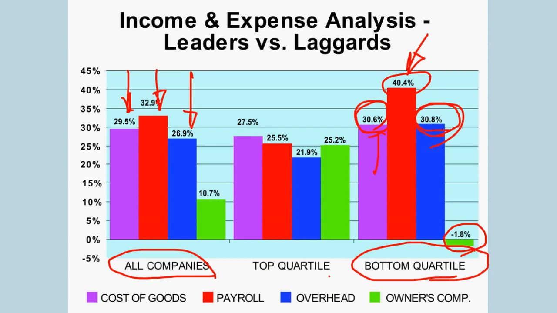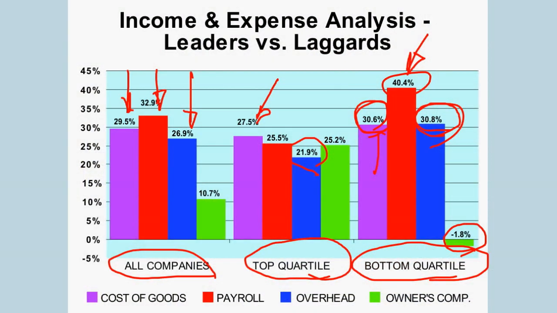Let's take a look at the top 25%, and you'll notice that once again, cost of goods is about 27.5%. Not that big a difference. You notice overhead, 21.9%. The winners in this industry do a lot better in overhead expenses than do the laggards. Lots of reasons for that, high depreciation costs, high rental expenses, and there's some others as well. But once again, the killer ratio is payroll. Notice that the top 25%, their payroll expenses are running 25.5%. Compared to 40.4%, once again, that's the big difference in this industry.